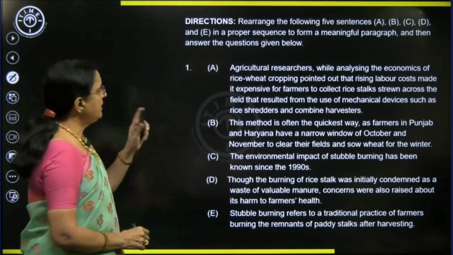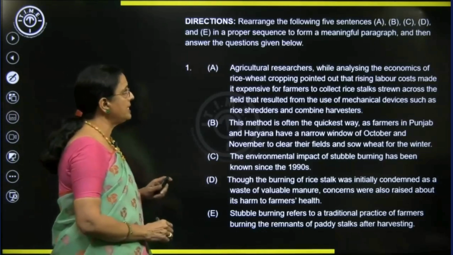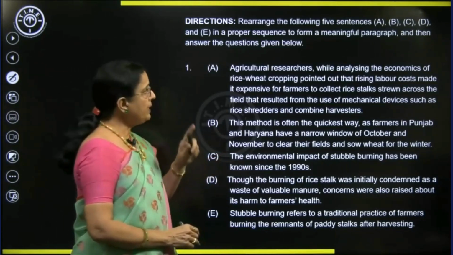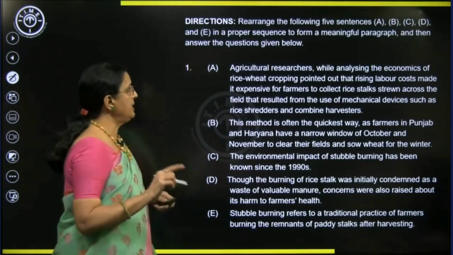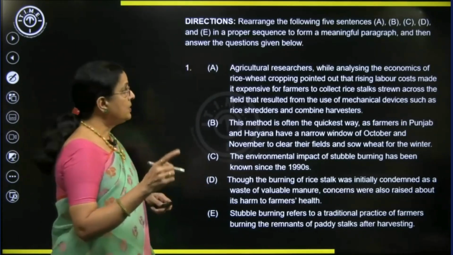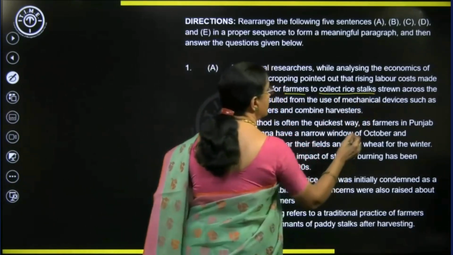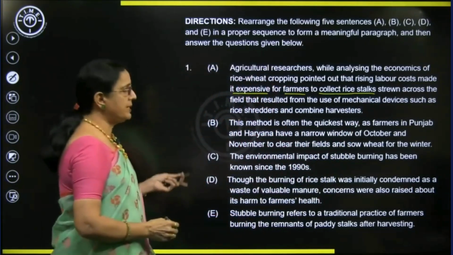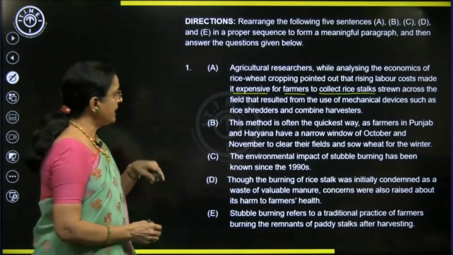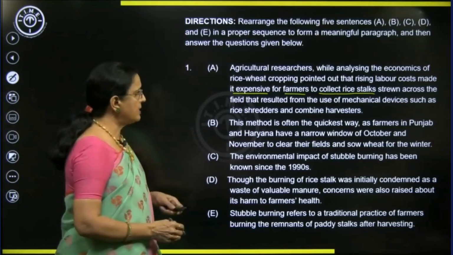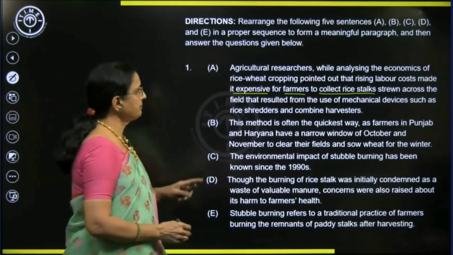Agricultural researchers, while analyzing the economics of rice wheat cropping, pointed out that rising labor costs made it expensive for farmers to collect rice stalks. Expensive, farmers collect rice stalks strewn across the field that resulted from the use of mechanical devices such as rice shredders and combine harvesters. Alright, so what is this one?